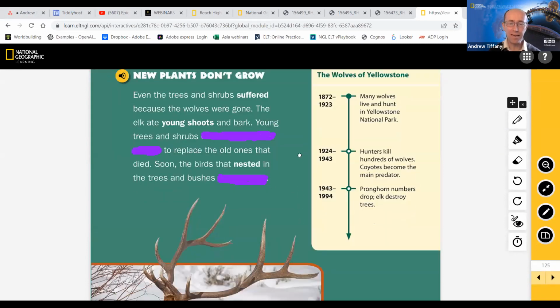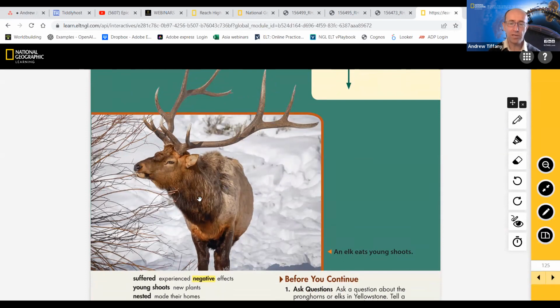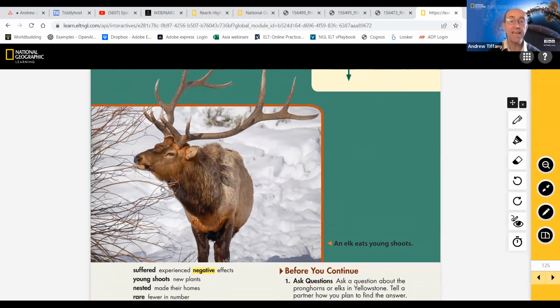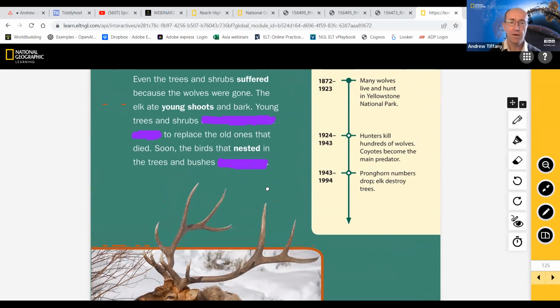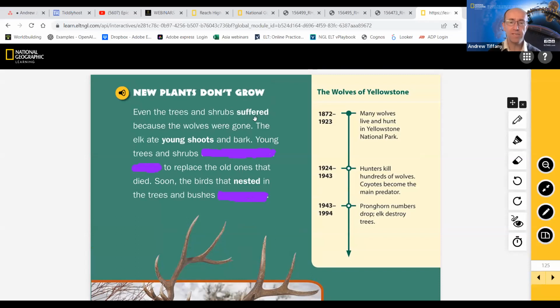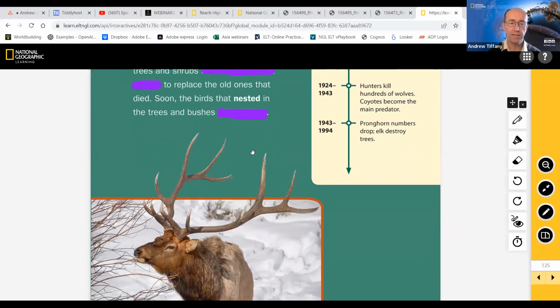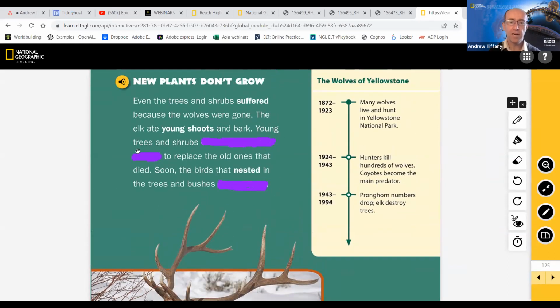Okay, next one. Now, here we've got an elk, and what's it eating? It's eating the shoots, the ends of the shrubs and the trees and the bushes, okay? Even trees and shrubs suffered because the wolves were gone. The elk ate young shoots and bark. They're eating the end bits, right? Young trees and shrubs to replace the old ones that died. Soon, the birds that nested in the trees and bushes, okay, so what words do we think go here? What phrases go here? What do you think?